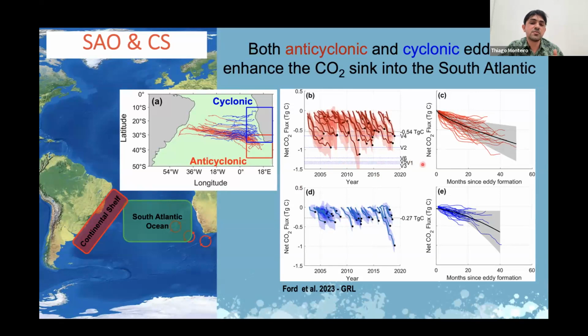The difference between them is that the anticyclonic eddies tend to decrease the CO2 uptake throughout their lives, differently from the cyclonic eddies, which maintain a strong CO2 uptake throughout their life, more pronounced than the anticyclonic eddies.